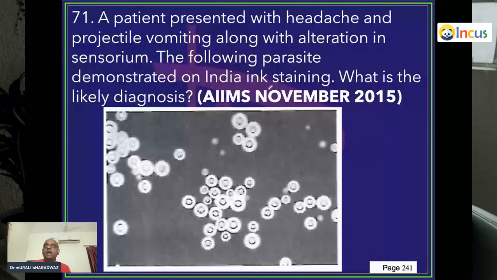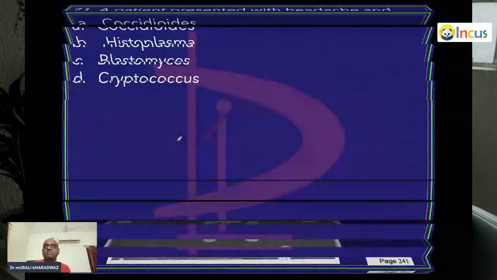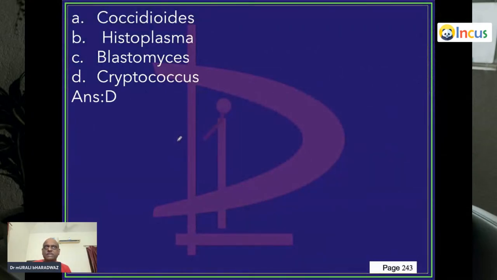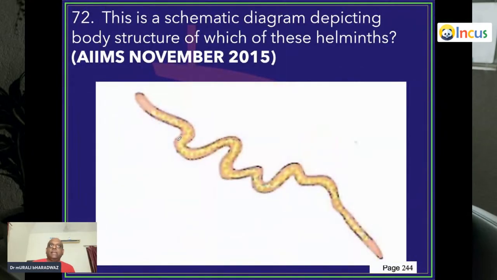Now, what is this India ink staining? You can identify it with eyes closed, cryptococcus. Definitely one helminth will come and sit in your screen in tomorrow's exam, doctor. You have to be very sure about it.